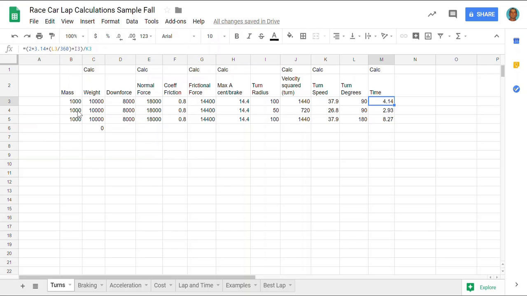This happened to be 3 different examples, but really it's the same equation. Once I figured it out for one line, I just copied it down. What kind of changes did I make? One was a smaller turn radius. I ended up having a quicker time, which makes sense. It's not as far. And then the other one is a larger turn radius. Obviously, I have a higher speed, and I end up having a longer turn time because it's 180 degrees, so it's a half circle.